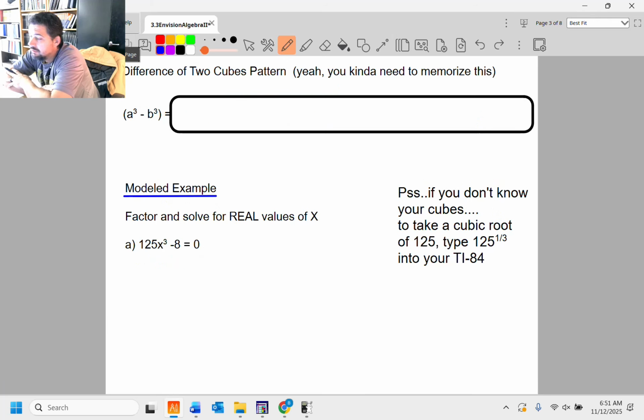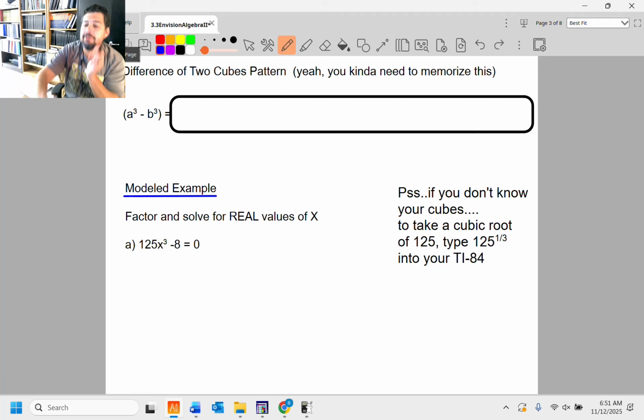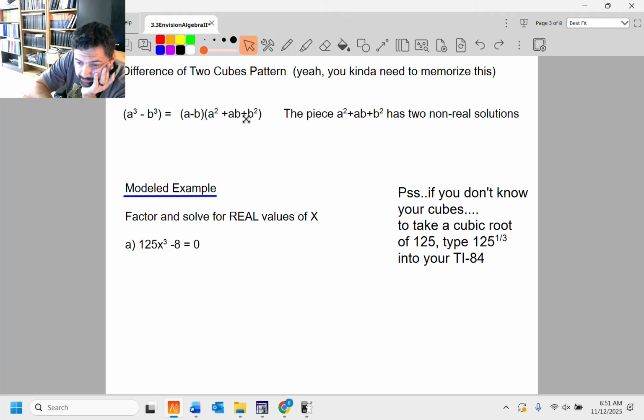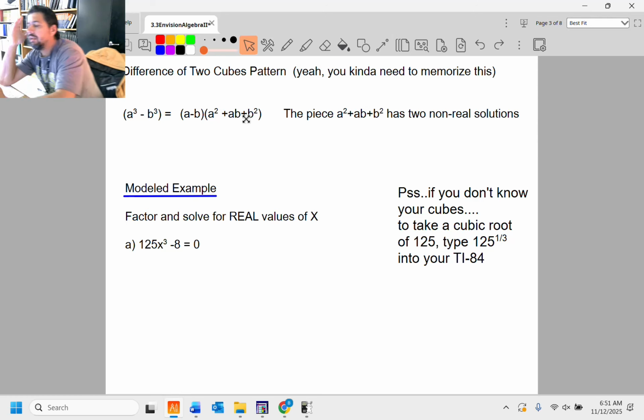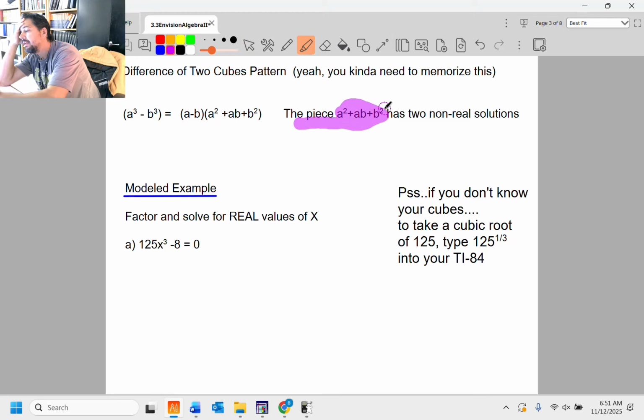All right, here's where it gets a little rough. It's called the difference of two cubes pattern. And yeah, you kind of need to memorize it. You kind of do. You probably won't. But a cubed minus b cubed factors as a minus b times a squared plus ab plus b squared. And the piece a squared plus ab plus b squared always has two non-real solutions.